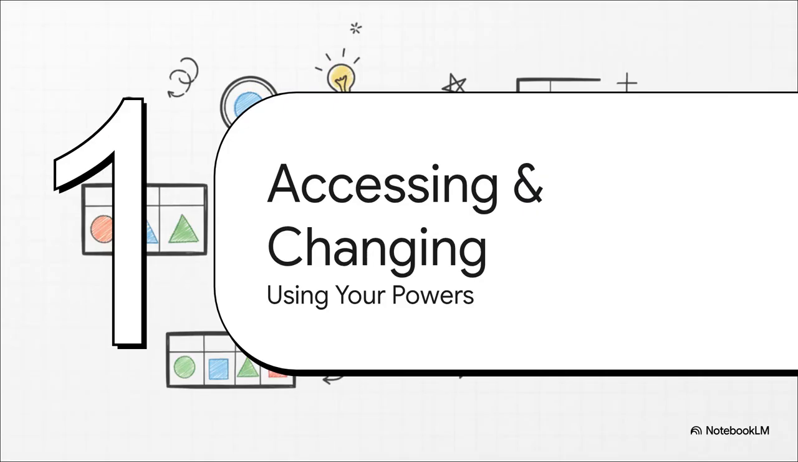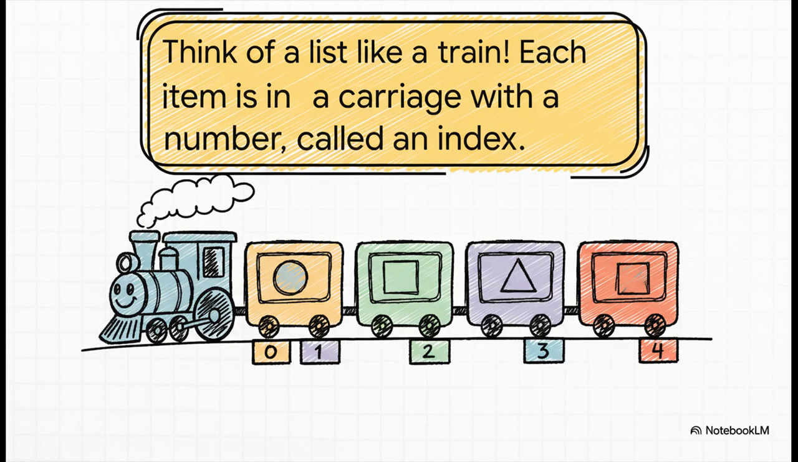Okay, so we have this container, this list, but how do we get things out of it and how do we change them? Let's find out. It's time for you to learn how to use your new superpowers. I want you to imagine a train, a passenger train. A list is just like that. Each item you put in the list is sitting in its own bogie, its own little carriage, and every bogie has a number on it, which in Python we call an index. This index is basically the address for that item.